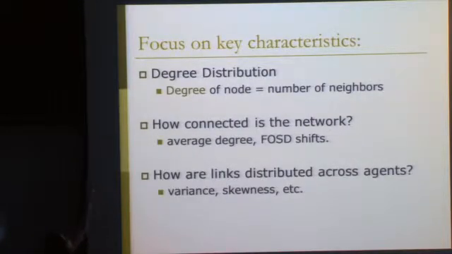So the types of things that we'll focus on are three things. I'll basically try to give you a model and then think about how these three dimensions affect the outcomes. So first of all, it's the degree distribution. So we'll think about different degree distributions. And in particular, we'll want to know how connected the network is in terms of the average degrees, or for those of you who know, first order stochastic dominance shifts in terms of that. Otherwise, this is just a stochastic way to increase degrees, and I'll spell it out later, so don't worry about it. And how links are distributed across agents.